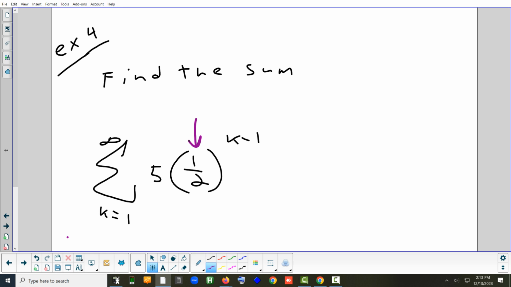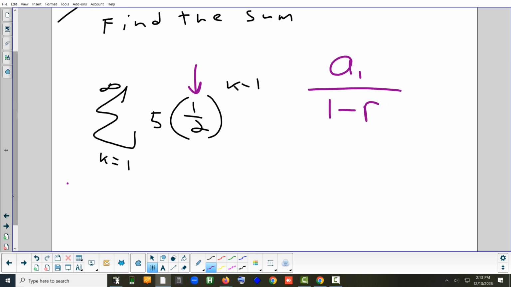So what's my formula to figure out what an infinite sum converges to? Don't have to fill it in, just tell me what it is. A1 divided by 1 minus r. Yep. A1 divided by 1 minus r. Okay, so let's figure out the first term. I think you'll start to figure out what the first term is without doing this in a minute, but what do you plug in to find the first term?